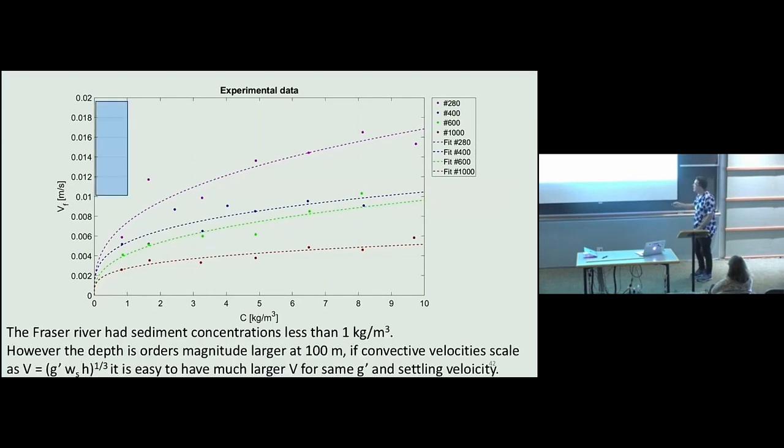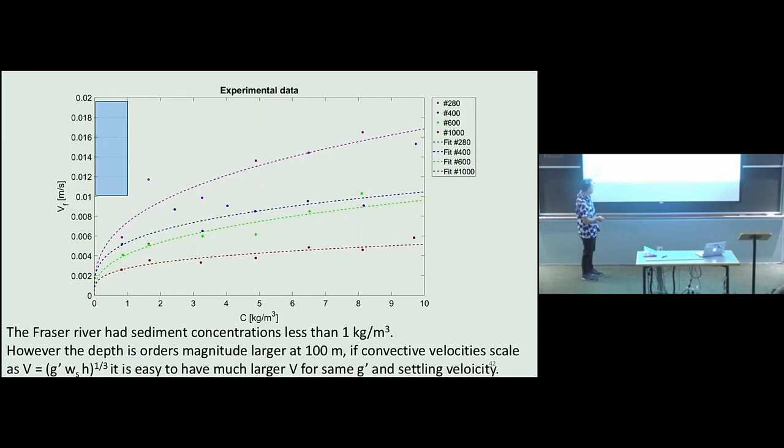So how does this relate to the Fraser River? The Fraser River had really small settling loads. It was always less than 1 gram per litre, and it actually was a lot faster. This would be consistent if we had this relationship, where the H became important. In the lab, it's only 20 centimeters. On the Fraser River, it's more like 100 meters. So if the settling velocity scales like the Deardorff velocity, and it depends upon the domain size, then we can reconcile this lab result with the field result.